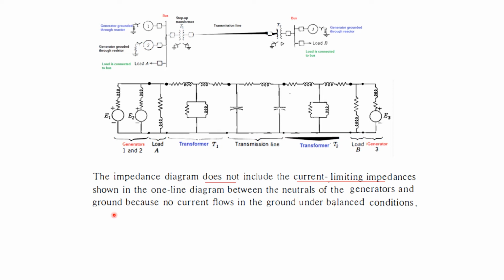Okay, and the ground, because no current flows in the ground under balanced conditions. So this has not been shown because under balanced condition no current flows in the neutral line or in the ground line.